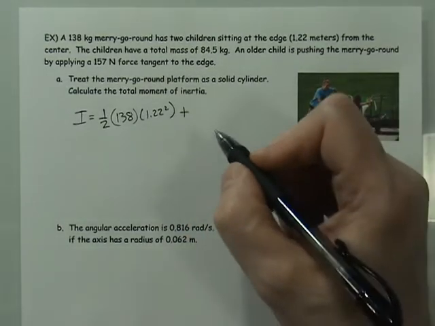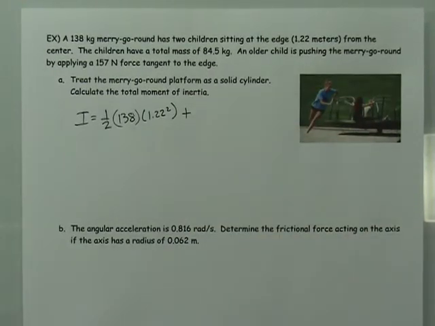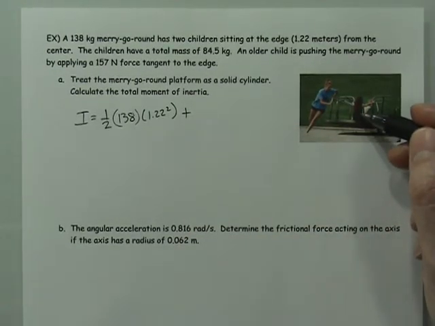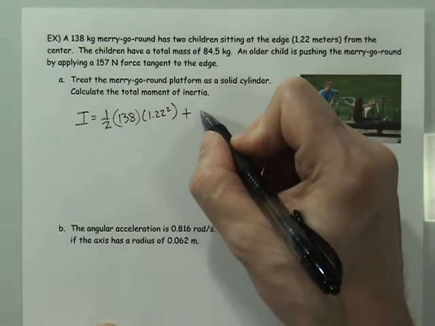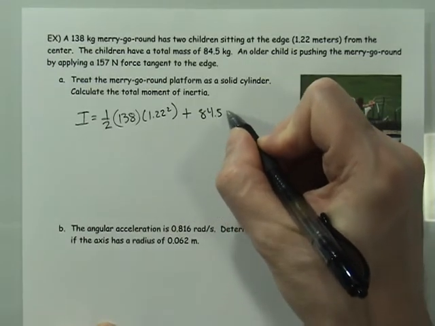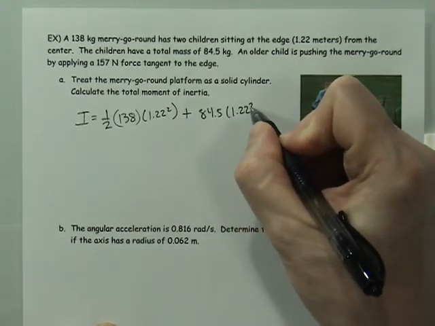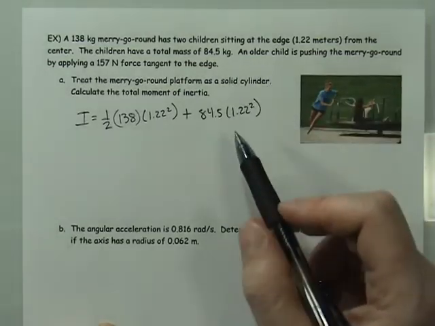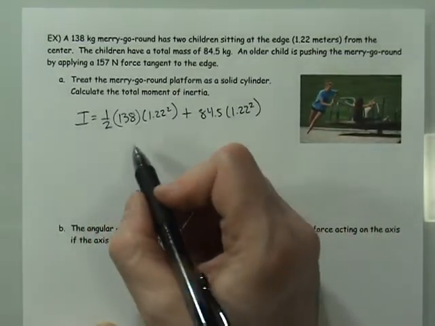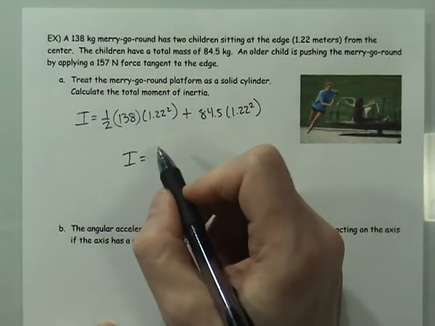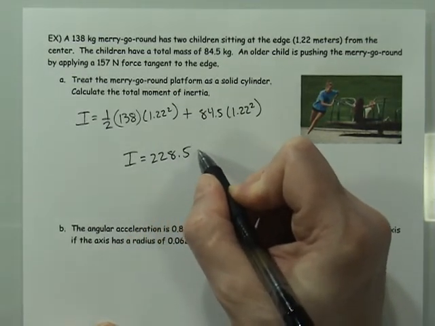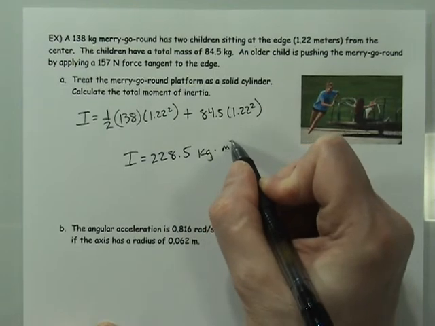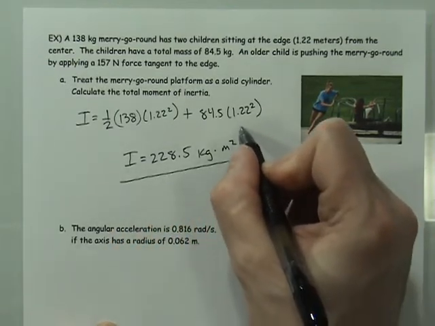plus each of the children is sitting at 1.22 meters from the center of rotation. So in that case, it's not a formula. I'm saying there is a point mass from this person, 1.22 meters from the center. So all I need to do is m times r squared. So that would be 84.5 times 1.22 squared. Okay, now when you make that calculation, you bring all these two things together. When you make it in your calculator, you should come up with an answer of 228.5. And this is again in kilogram meters squared.